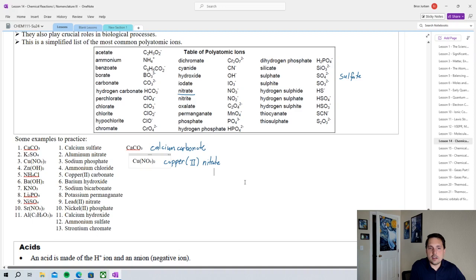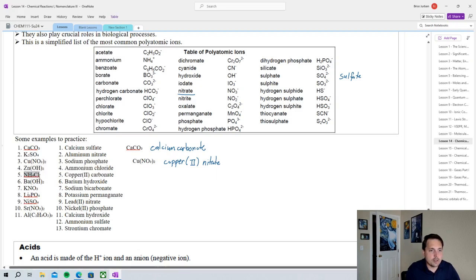And if it was NO2 instead, it would be copper 2 nitrite. So it's important to emphasize the suffix whenever you're discussing a chemical with a colleague. You want to make sure that you emphasize that so they know specifically which one you're referring to.